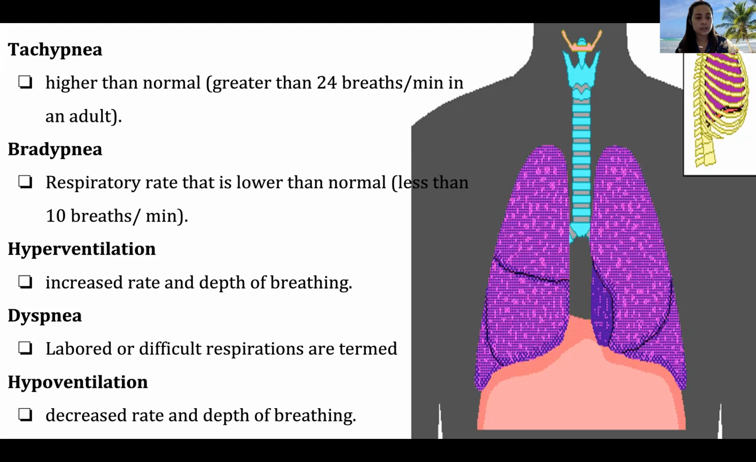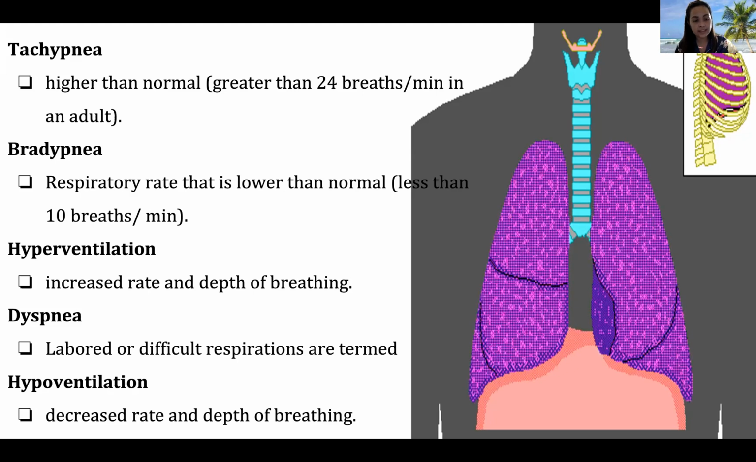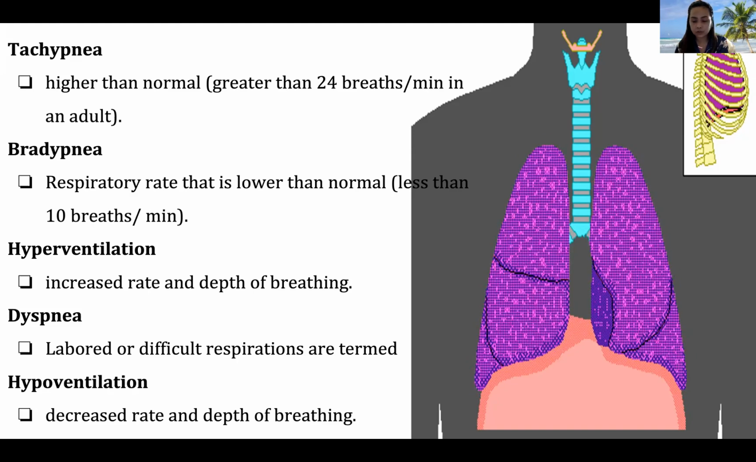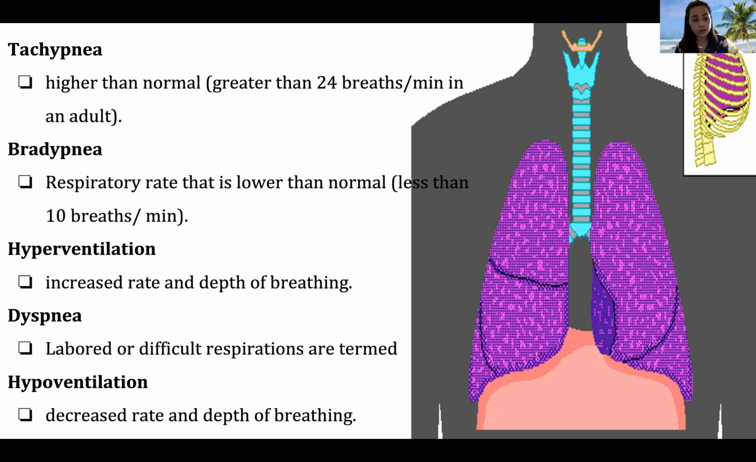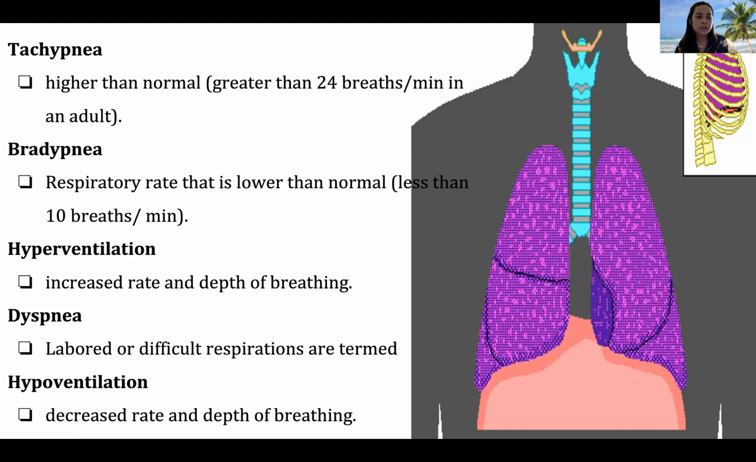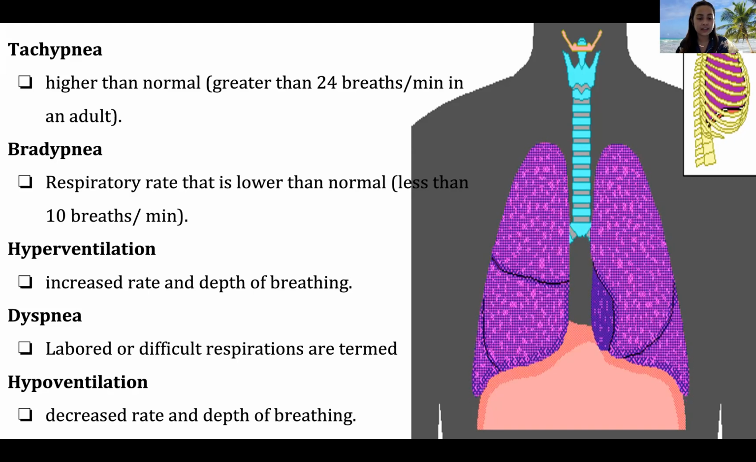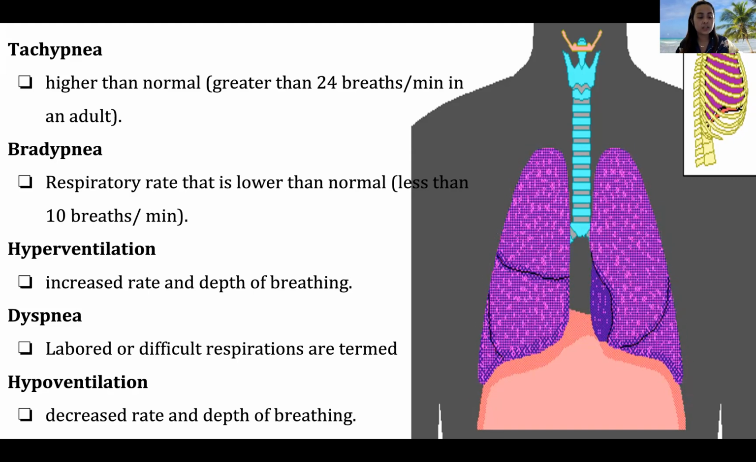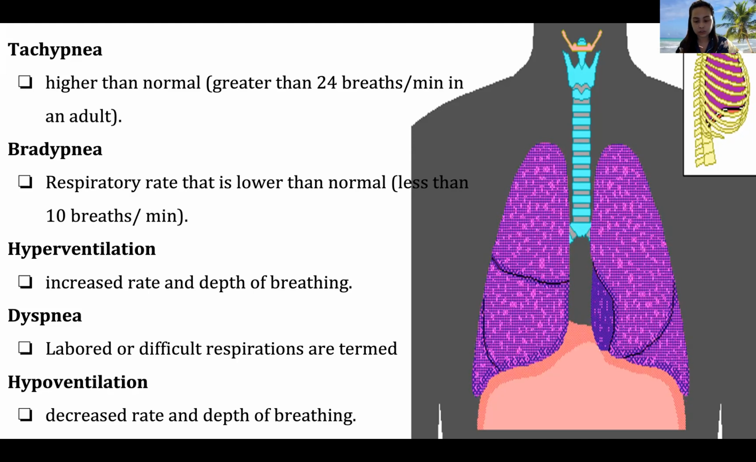Bradypnea, a respiratory rate that is lower than normal, less than 10 breaths per minute. So if you don't know the normal, you will not know the abnormal. So memorize the normal. Hyperventilation means increased rate and depth of breathing. Okay, increased rate and depth of breathing is hyperventilation.